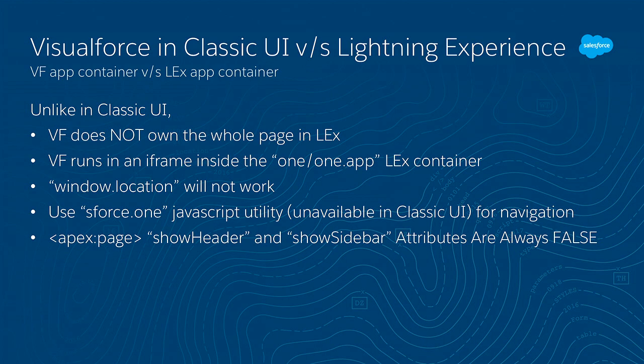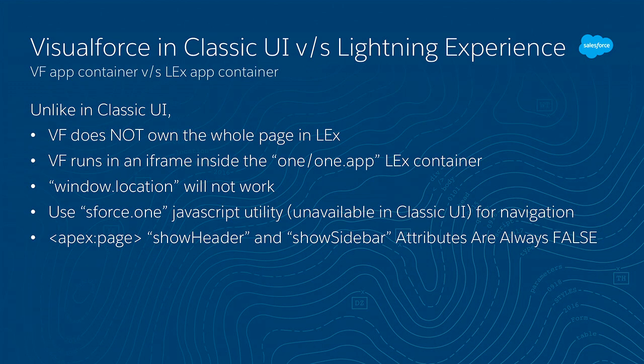And one more difference you'll notice: the apex:page tag has the attributes showHeader and sidebar. The default values for them in the classic UI is true, right? But when you come to Lightning Experience, the default value is false. So they're always collapsed when a Visualforce page is accessed inside a Lightning Experience user interface. Same thing accessed in the classic user interface, it will be false. Sorry, it will be true. So these are the differences in the way Visualforce works.